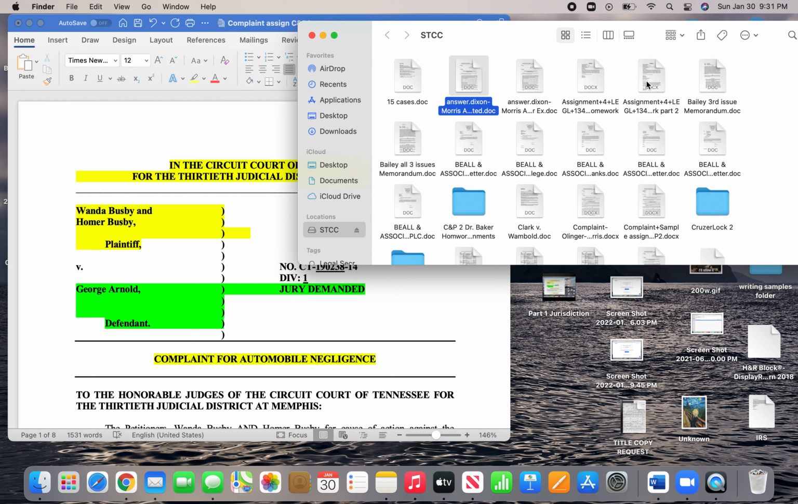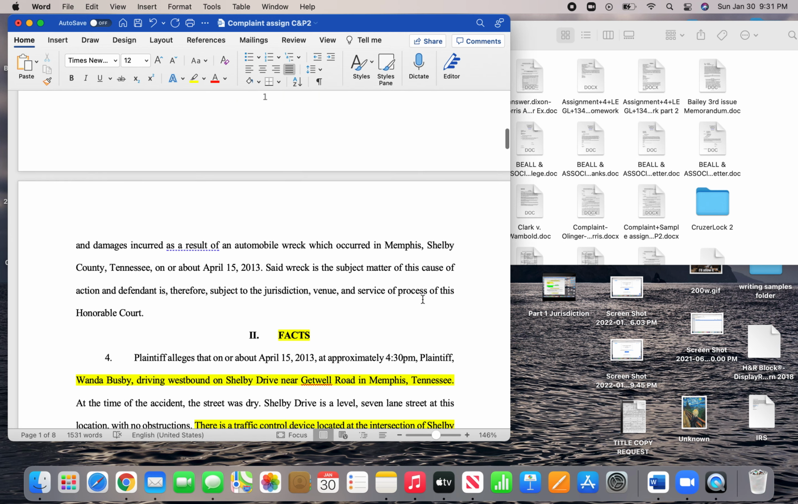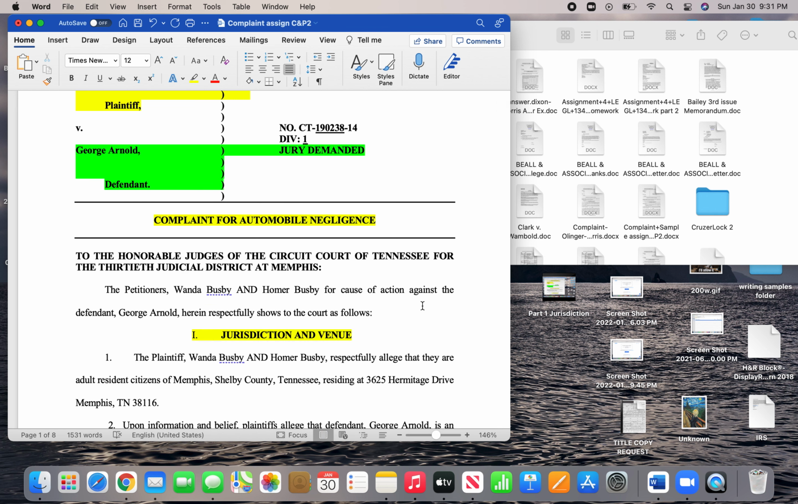But what I wanted to do in part two is, let's just say this. Based on the evidence in the complaint, hypothetically, we're going to say that since it is jury demanded, the jury ruled in favor of Wanda and Homer Busby for their complaint for automobile negligence. Because as I mentioned before, one thing that stood out about the defendant George Arnold's testimony was that he stopped, but he was actually under the light, yet he was for certain that it was green.